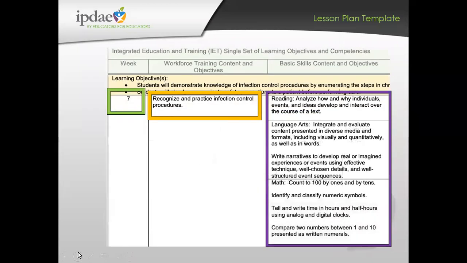So here we go. Underneath that, you have the week. So this would be an example of week 7. And we organize them by weeks because, when talking to instructors and just in talking to students, they like the lesson plans aligned by weeks. It works better for them. You have the workforce training content and objectives. And then you have the basic skill content and objectives to the right in that dark purple color. And you have the reading, the language, and the math. A lot of that should already come from, like I said, your program of study.